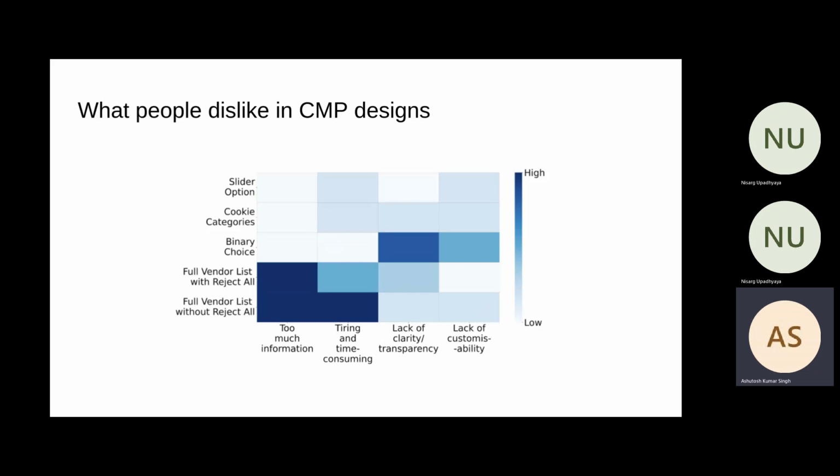A darker cell in this heat map indicates a high fraction of participants gave that reason in the column to not rank the UI in that row as their first preference. Full vendor lists were mostly not preferred because of the excessive information which they possess. On the other hand, people did not prefer the binary choice option because they did not find it to be transparent and customizable.